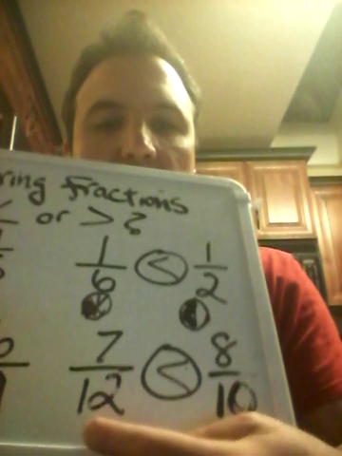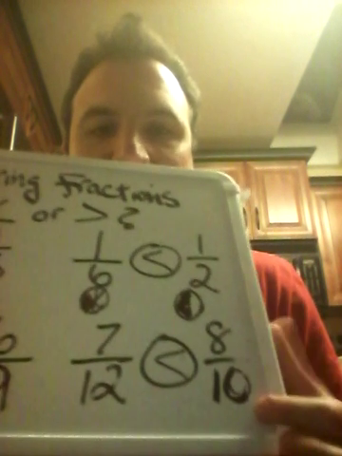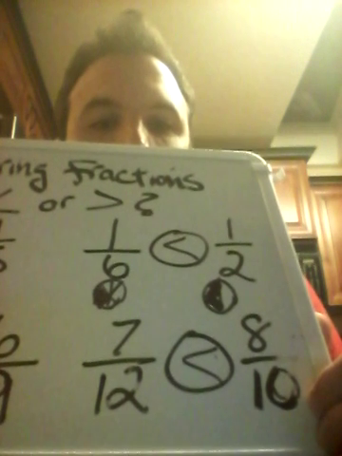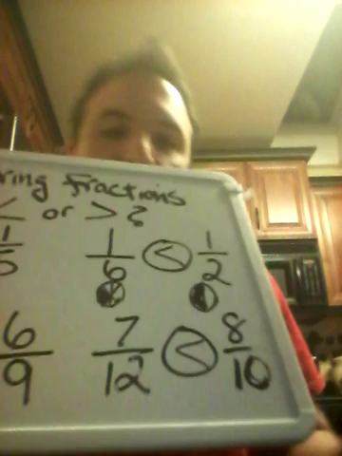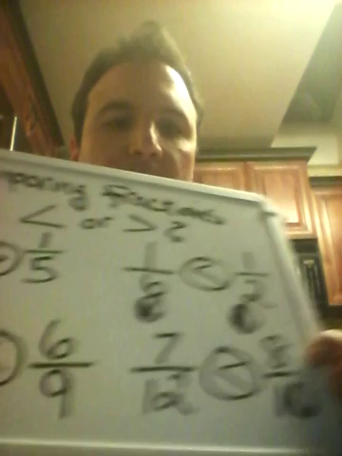This grade, 7 out of 12 on a quiz, would not be as high as 8 out of 10 on a quiz. So 8/10 was larger than 7/12. So this would be read, 7/12 is less than 8/10.